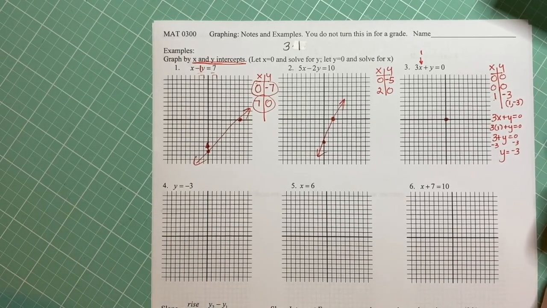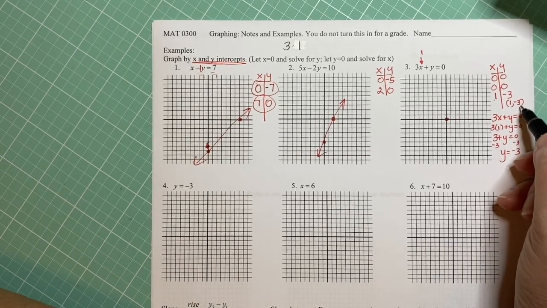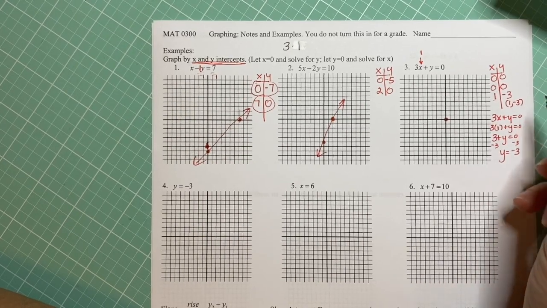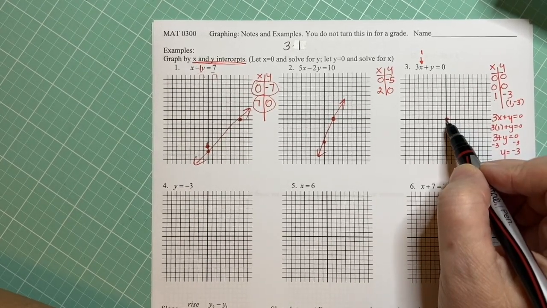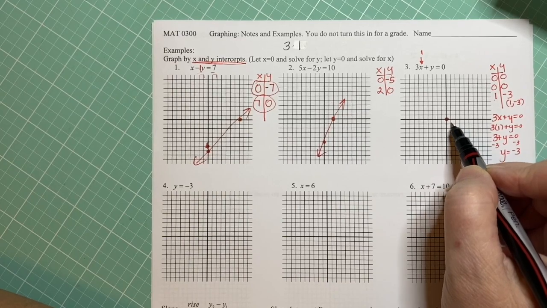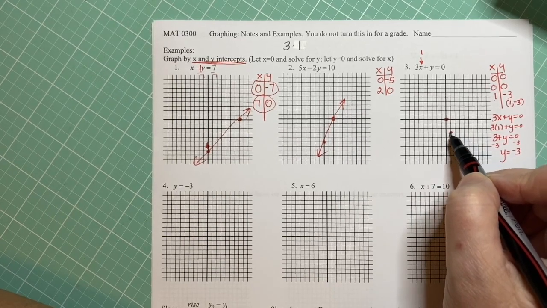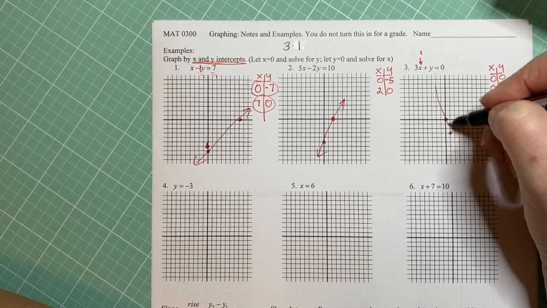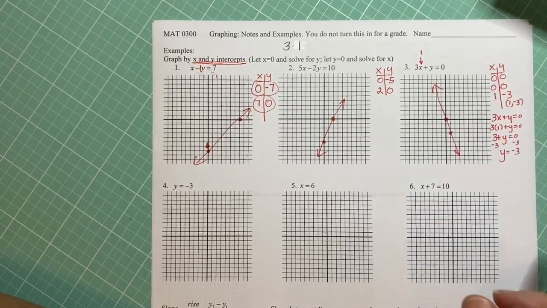So I have to go 1 on the x-axis and negative 3 on the y-axis. So I'm going to start at 0 and go 1 on the x and then 1, 2, 3 down on the y. And those 2 points make a line.